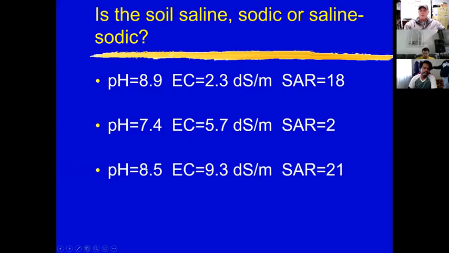And this last one, I'll do it. So we've got a pH of 8.5. That's greater than 8.3. That's high. So this is probably a saline sodic soil right here.